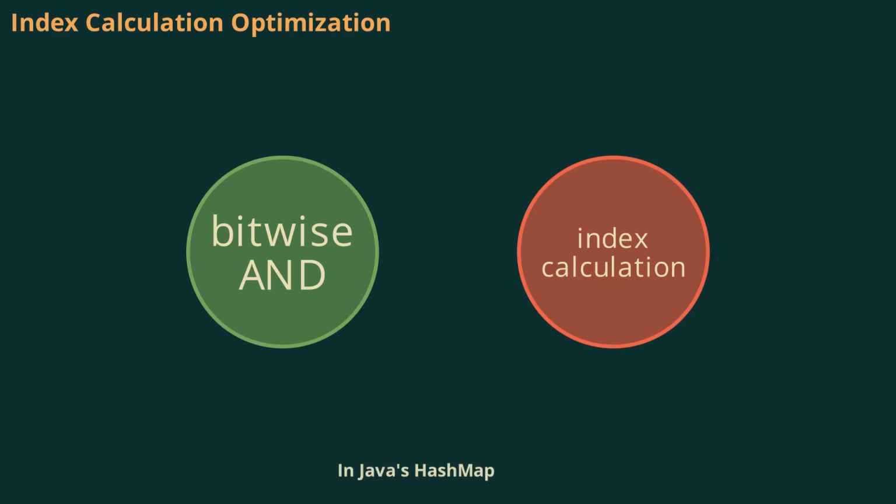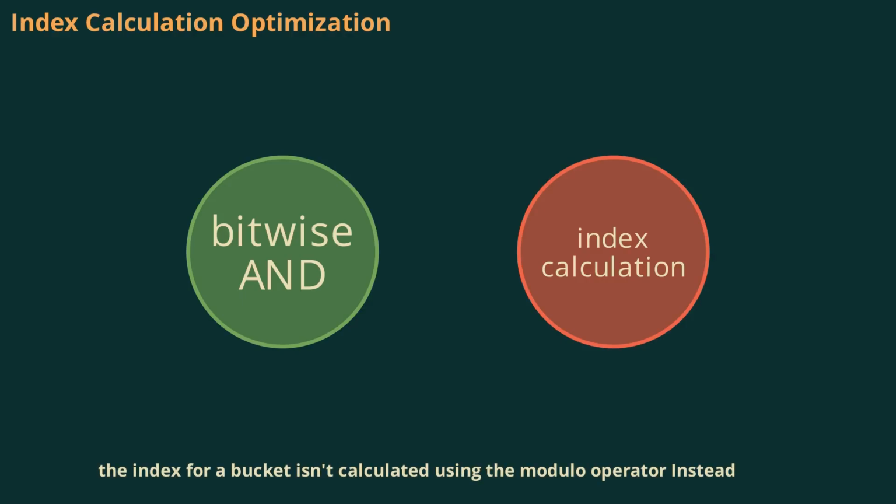In Java's HashMap, the index for a bucket isn't calculated using the modulo operator. Instead, a bitwise AND operation is used: hash & (capacity - 1). This optimization is faster than modulo and works because the capacity is always a power of 2. It's a subtle but important detail that boosts performance.